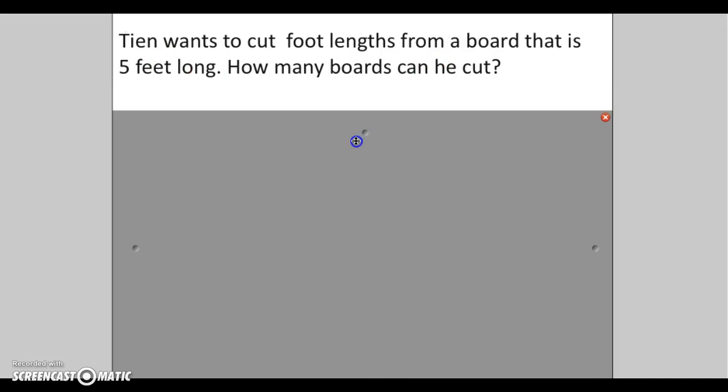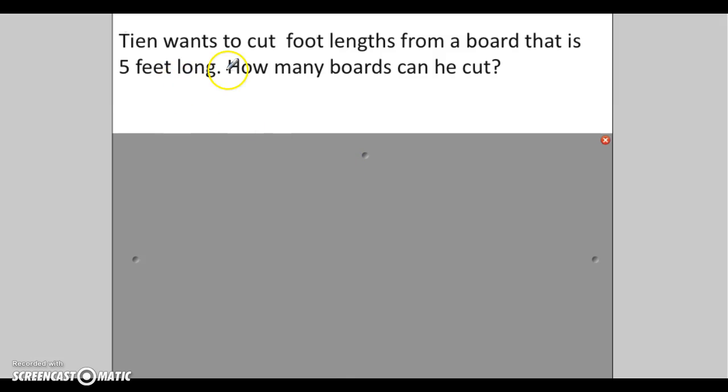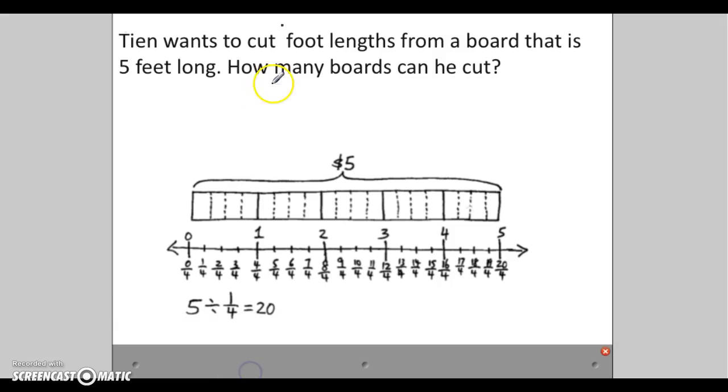Okay, let's take a look at this one. Tian wants to cut foot lengths from a board that is 5 feet long. How many boards can he cut? And that should be a fraction there. Let's actually peek at this fraction. He should cut 1/4 foot lengths. Again, my fractions aren't coming through. So you can see I've got 5 as the whole. Okay, that's 5 feet. I should say feet, not dollars. So many things wrong with this. Okay, so 5 feet and dividing into 4th segments.